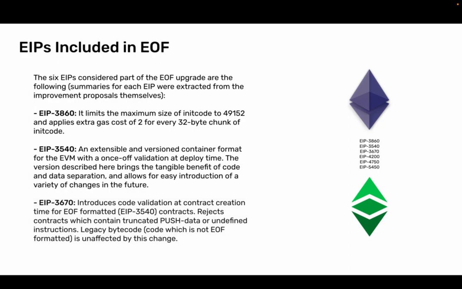EIP 3670 introduces code validation at contract creation time for EOF-formatted EIP 3540 contracts. Rejects contracts which contain truncated push data or undefined instructions. Legacy bytecode, code which is not EOF formatted, is unaffected by this change.